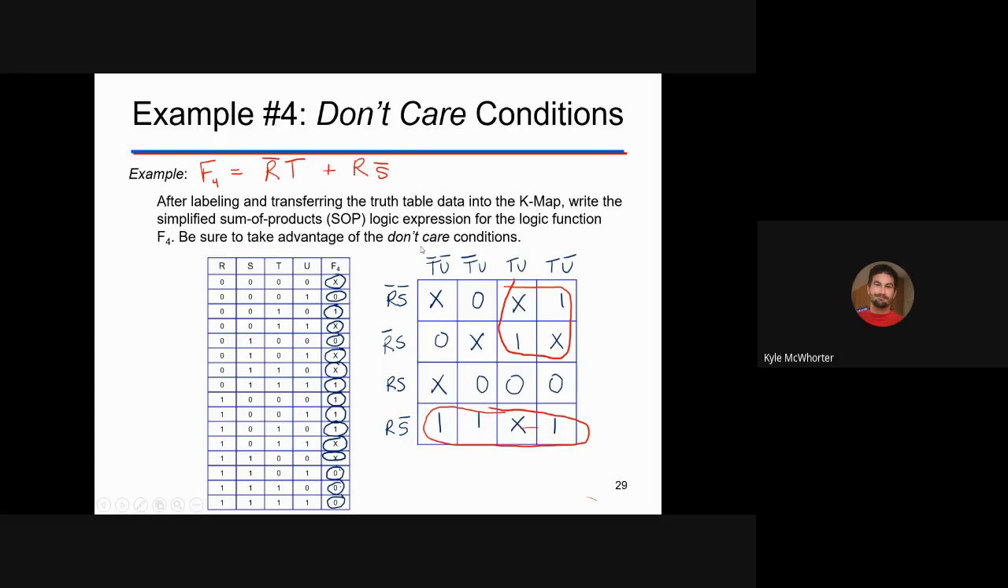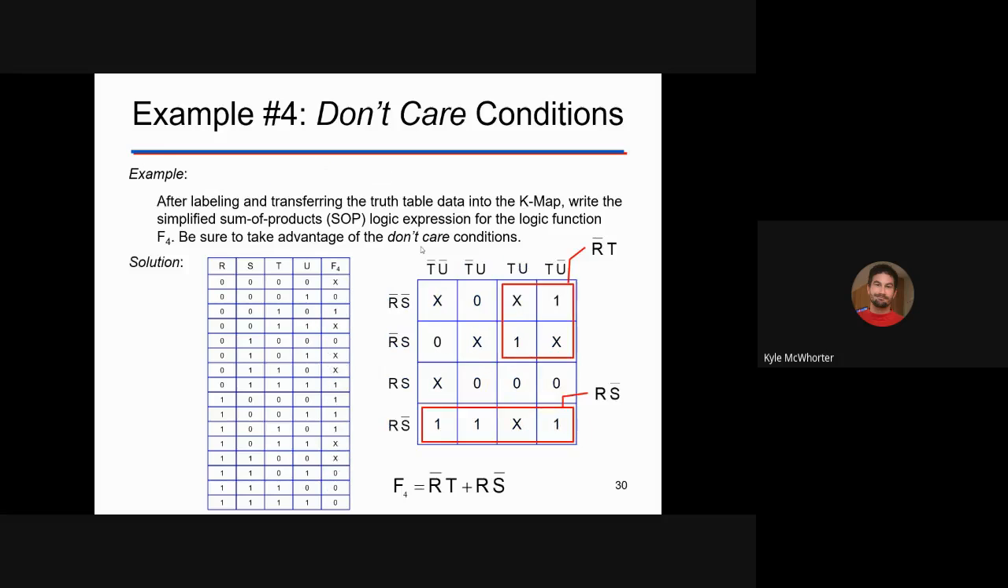So this is it. Not R and T or R and not S. Not R and T or R and not S. Boom. Okay, so that is your introduction to K-maps.